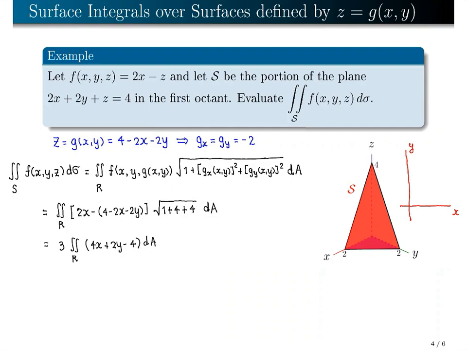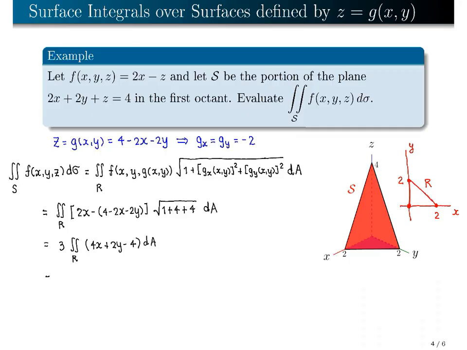The vertices of the isosceles right triangle are the origin, (2, 0), and (0, 2). Thus, we obtain region R. Now, we are ready to finish evaluating the surface integral.